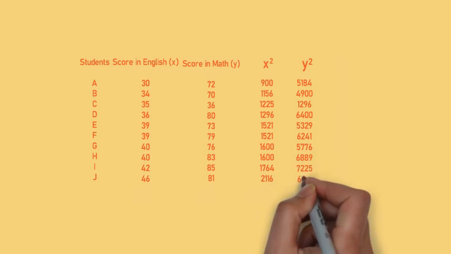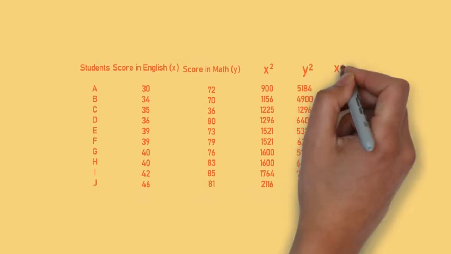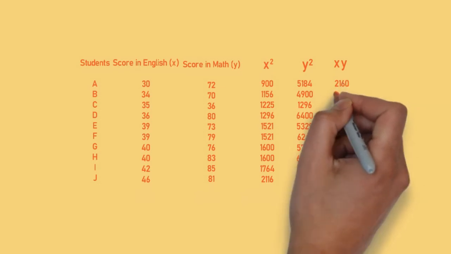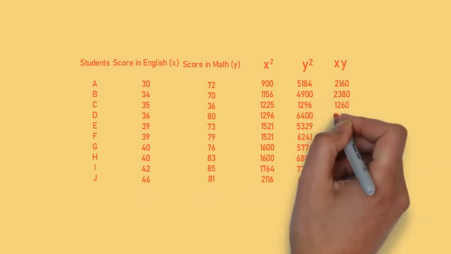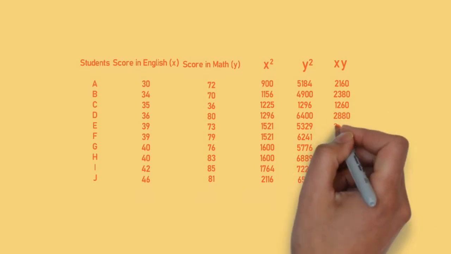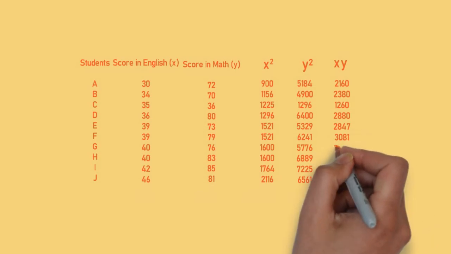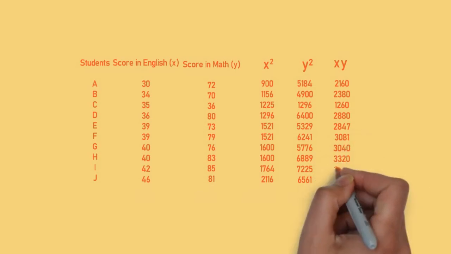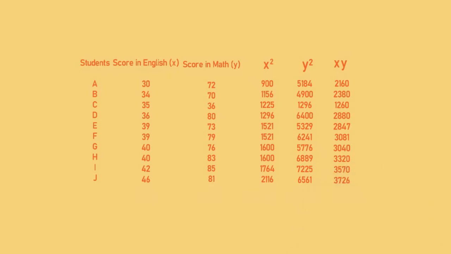Okay, in our next step we can calculate the XY, score in English into score in math. So 30 into 72 is 2160, 34 into 70 is 2380, 35 into 36 is 1260, 36 into 80 is 2880 and continue. Okay. Now our table is ready.